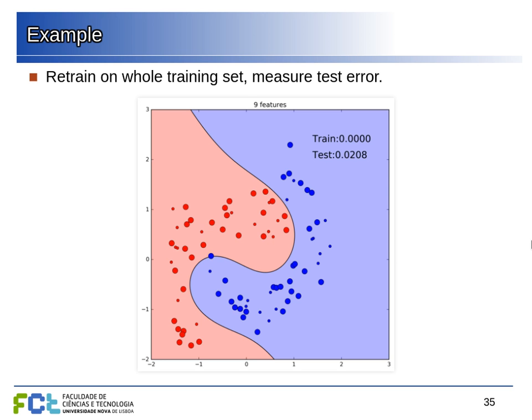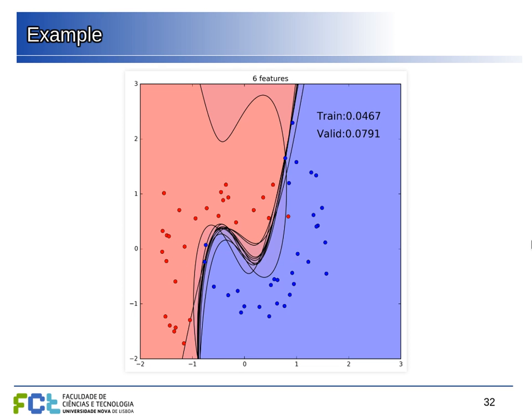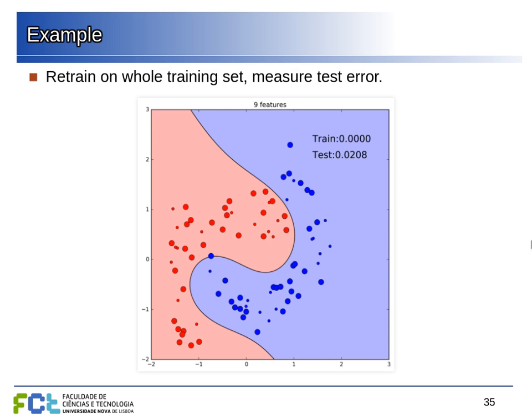So now, after we do cross-validation, we retrain the best model with the complete training set. Remember that each of these curves was computed with only 90% of the training set, because we left 10% out for the cross-validation. So now, after we decide that our best model is the one with 9 features, we train that model with all the training set.